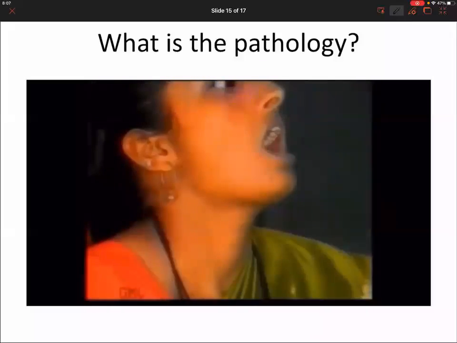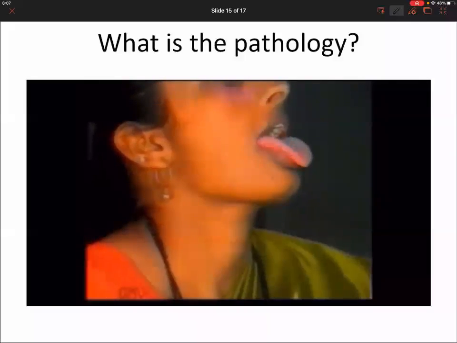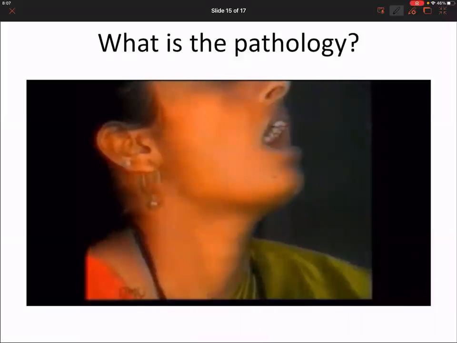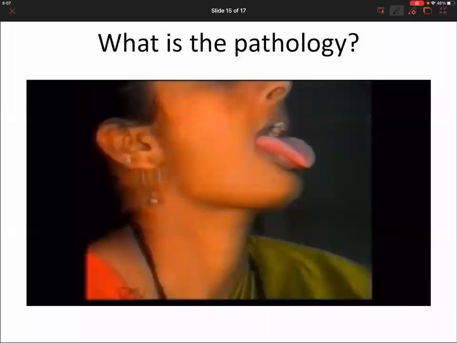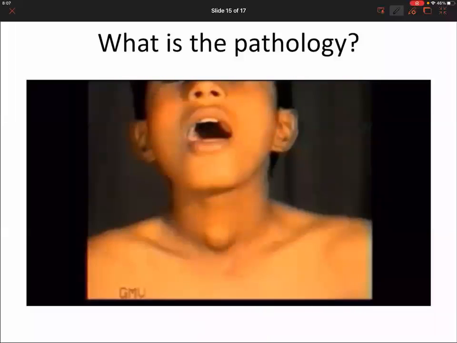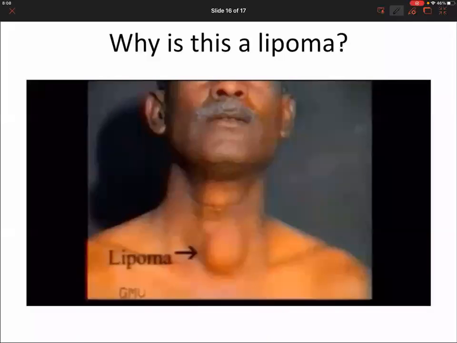This is in the midline and moves with protrusion of the tongue. And can you also appreciate that it moves on deglutition? It is also moving on deglutition. Okay, good. So I hope you will remember this picture. This is a thyroglossal cyst. Now I am going to show another video.